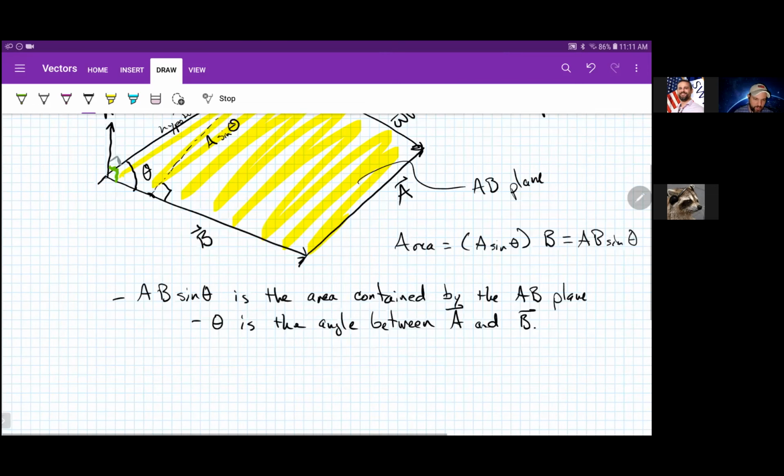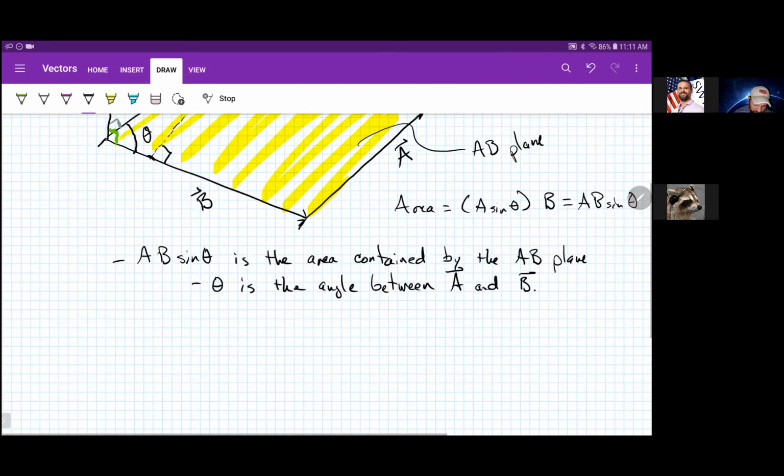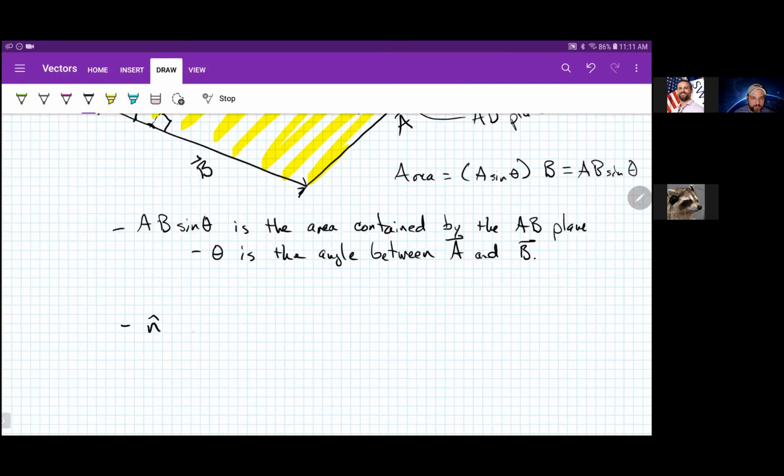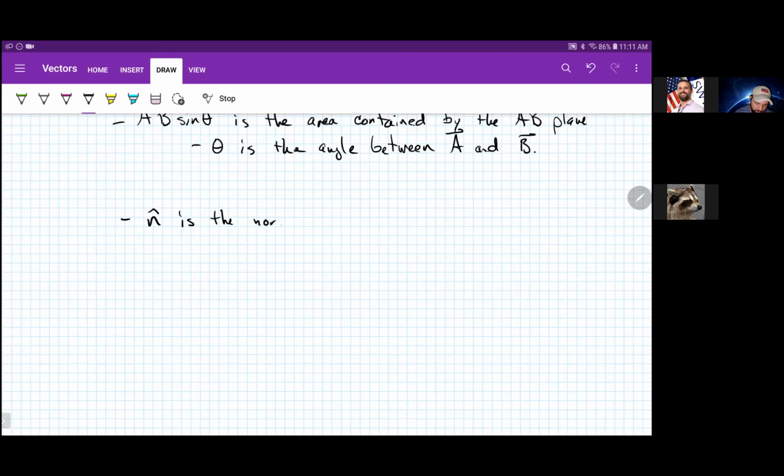Let's see here. Okay, so n hat is the normal vector. That's why we give it an n. By normal, again, we just mean 90 degrees. That's why we call it a normal force. The normal force always acts 90 degrees to the surface, right? And so here the normal vector is 90 degrees. That's why we call it normal. Normal vector to the AB plane.